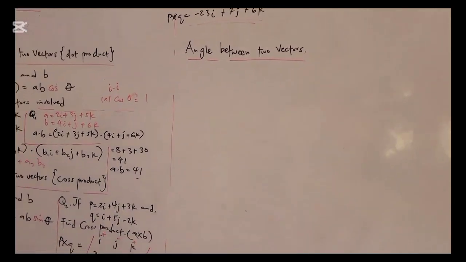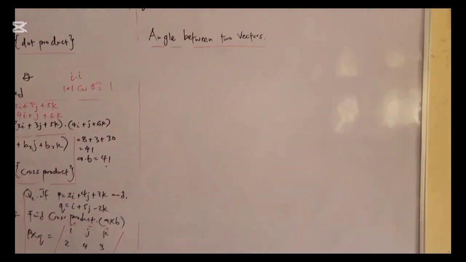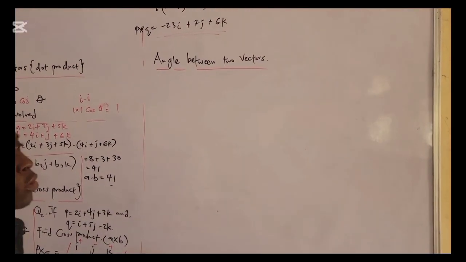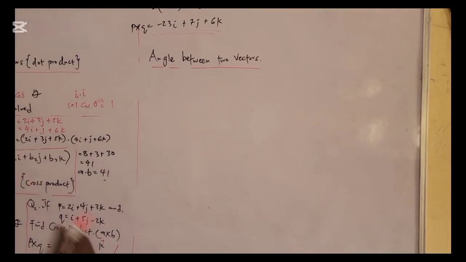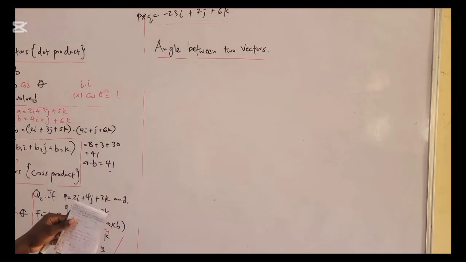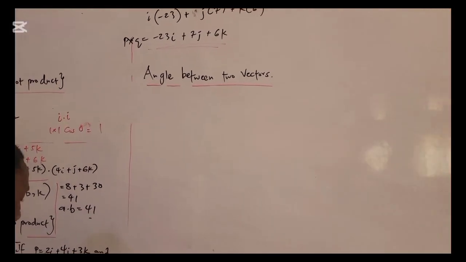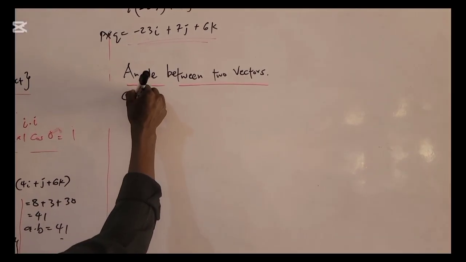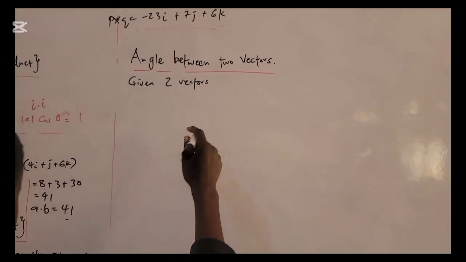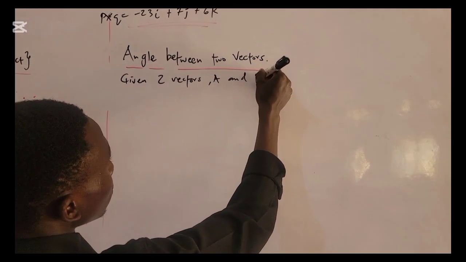Now moving on to the last part of this section, we have the angle between two vectors. When we are dealing with the angle between two vectors, we will be using the directional cosines of the two vectors. So when we are given a vector A, we get the directional cosines, and the directional cosines are gotten by L, M, and N. So given two vectors, let me just write a short note on that. Given two vectors A and B.